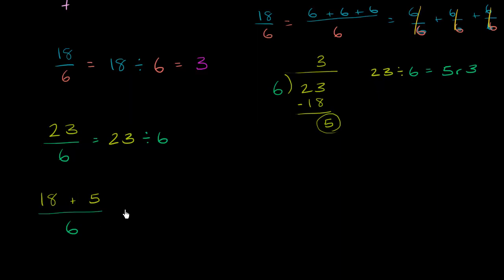And the reason why this is interesting is because we know that this is going to be equal to 18 over 6 plus 5 over 6. Well, we already know that 18 over 6 is the same thing as 18 divided by 6, or 3. So we know that 23 over 6, which is the same thing as 18 plus 5 over 6, is the same thing as 3 plus 5/6. Or if we want to write it as a mixed number, we could write it as 3 and 5/6.